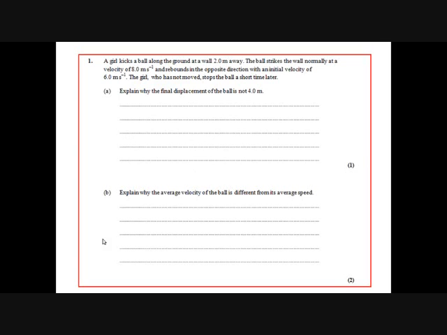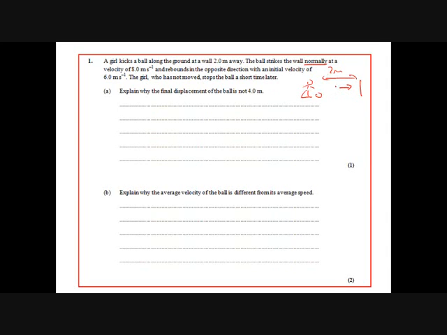Okay, welcome to checkpoint 2 for further mechanics, the second part of momentum. Here's our first question. We've got a girl kicking a ball along the ground at a wall 2 meters away. The ball strikes the wall normally. This just means it's at right angles to the wall at a velocity of 8 meters per second.